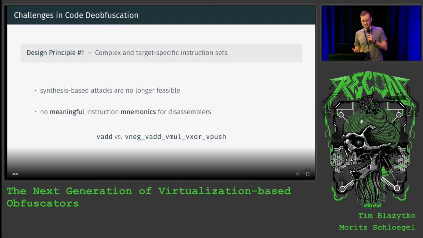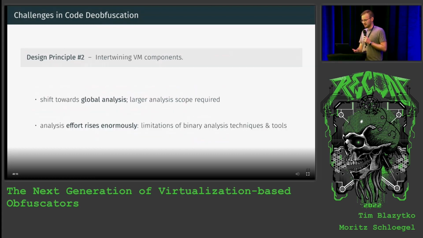And recall what Tim has said before, when writing a disassembler, you don't have these meaningful mnemonics anymore. And there's not a simple add handler. There's something doing negate, add, mul, XOR, push, whatsoever. It's vastly more complex. And when we are intertwining the VM components, we force a global analysis. So before we had this very local, handler-based analysis, and now we have a very large scope, and this makes the analysis more costly, right? And actually, this can bring us to the limitations of the binary analysis techniques and our tools.